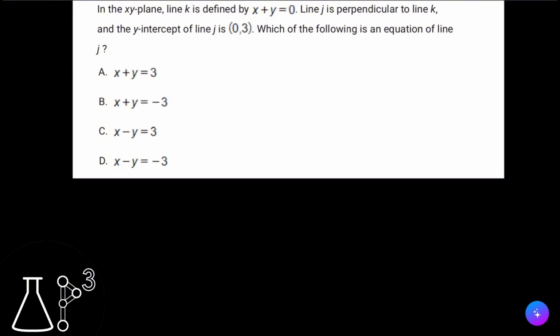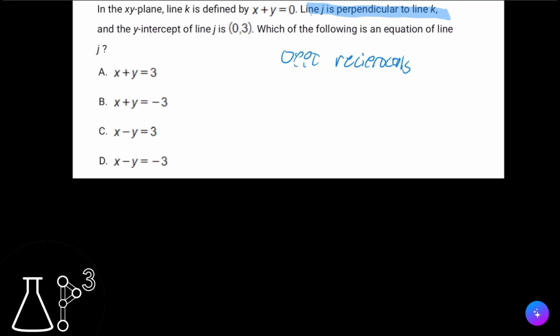In the xy-plane, line K is defined by x plus y equals 0. Line J is perpendicular to line K, and the y-intercept of line J is (0, 3). Which of the following is an equation of line J? There's a lot of important information here. I'm given that line J is perpendicular to line K, and like we said before, perpendicular means that the slopes are opposite reciprocals.